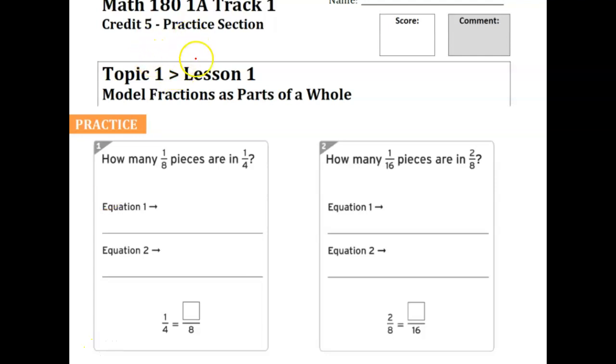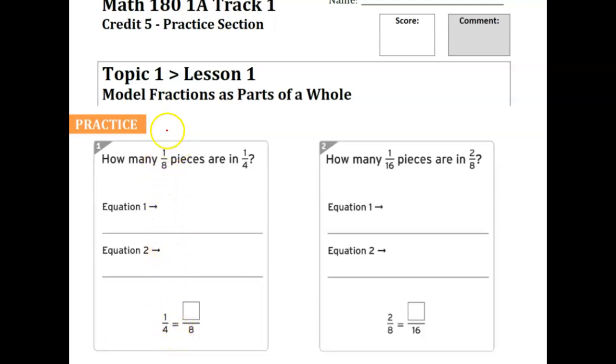Alright, welcome back to the practice section for all the lessons of topic 1. So I'll be going over a way to do some of these problems without the fraction pieces. You can continue to use those, especially if you're watching this video in class, just to verify your results. But yes, that question did come up. If I don't have fraction pieces, Mrs. A, how am I supposed to work out some of these problems?